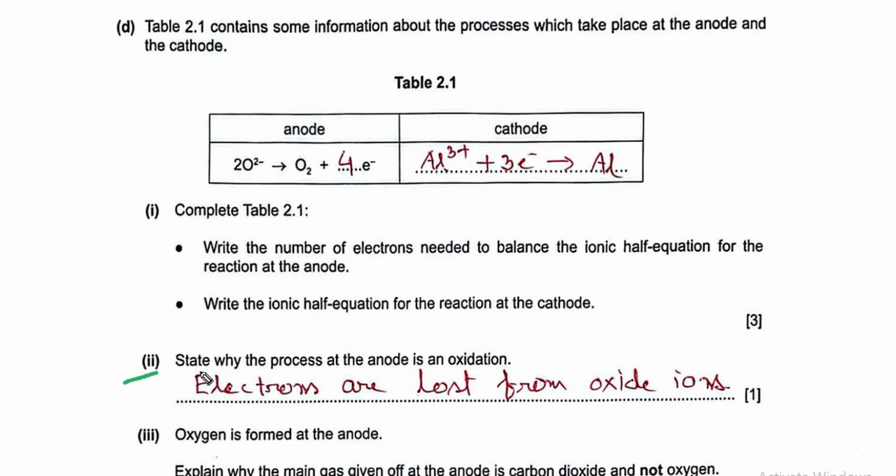Number 2, state why the process at the anode is an oxidation. At the anode, oxide ions lose electrons, so electrons are lost from the oxide ion. That's why this is an oxidation. As electrons are lost, this process is known as oxidation.